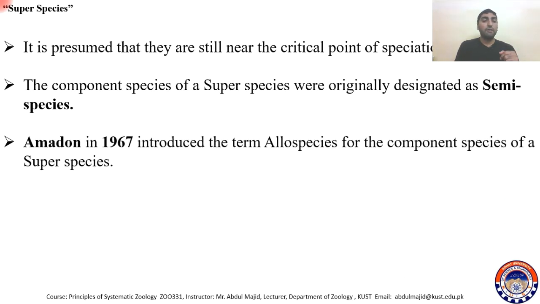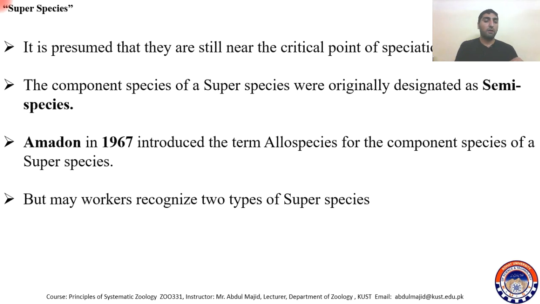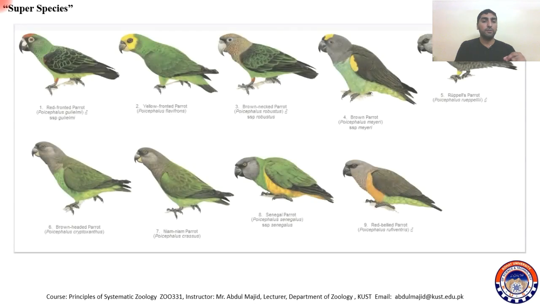And American in 1967 introduced the term allospecies for the component species of the superspecies. So you can say semi-species, but the component species is also known as allospecies. The term allospecies was introduced in 1967, but semi-species is also used for the component species of the superspecies. But there are many workers who recognize two types of superspecies, geographical superspecies and chronological superspecies.